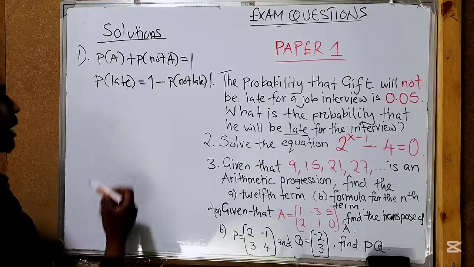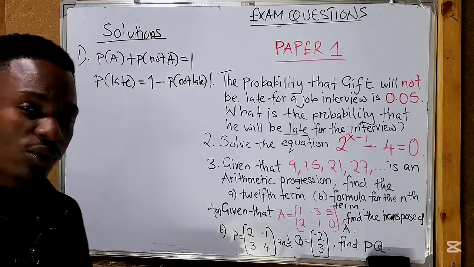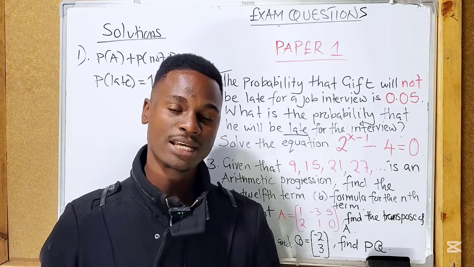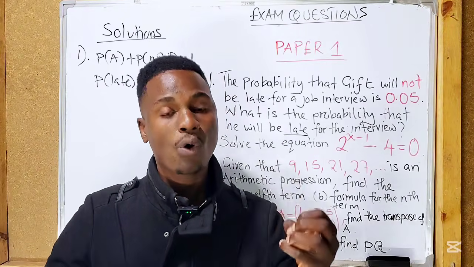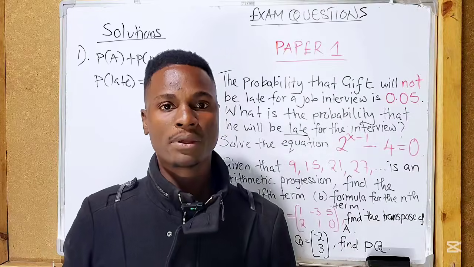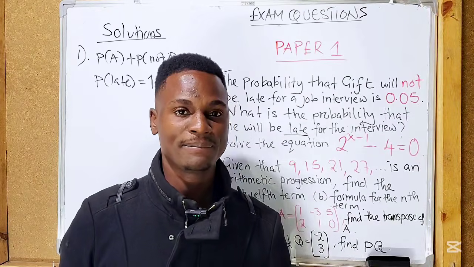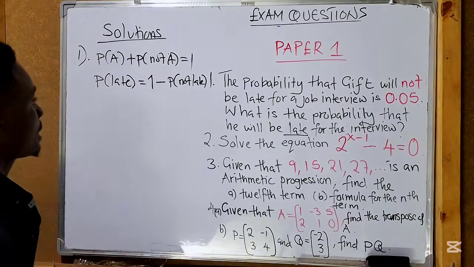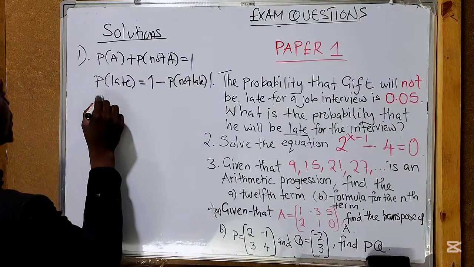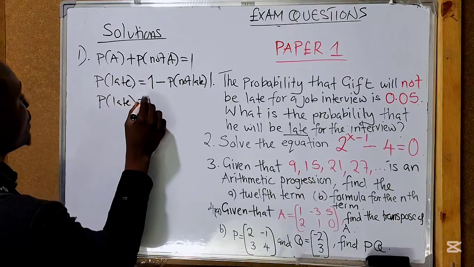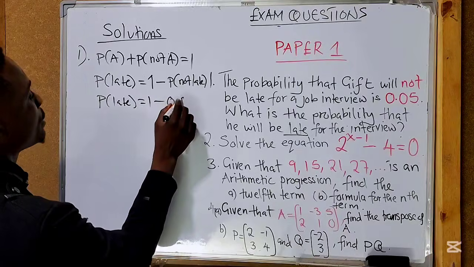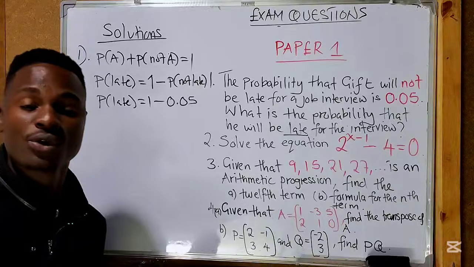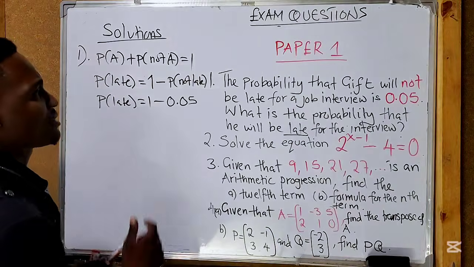Why are we putting 1 here? Because look at this. We only have 2 outcomes. It's either you can attend the interviews or not. So 1 must happen. So it is certain 1 of the 2 will happen. So here is the thing. Very simple. So I'm going to say probability of late here is 1 minus 0.05. How do you calculate this without using a calculator?